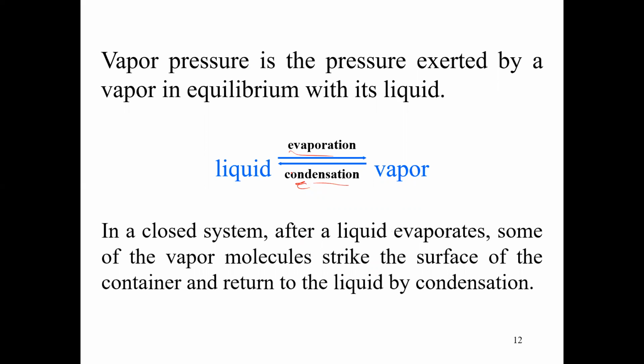And in a closed system, after a liquid evaporates, some of the water vapor molecules strike the surface of the container and return to the liquid by condensation. So basically, if you've got, again, a cup of water like this, you will have some escaping there. And then if this is cool on the outside, then it'll condense and go back into the water again. That would be like water on the side of it, condensing back into the water itself.